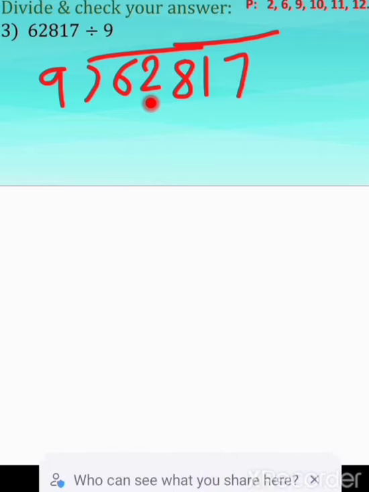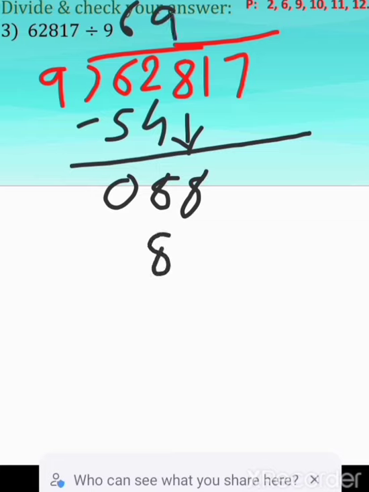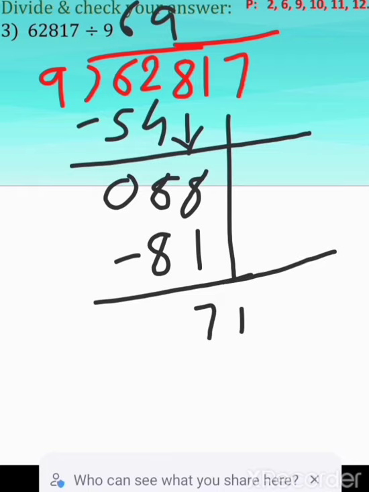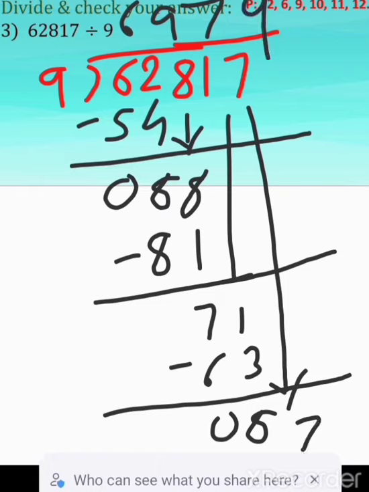9 8s are 72, more than 62. 9 7s are 63, also more than 62. So 9 6s are 54. After subtraction, I'm going to get 12 minus 4 is 8, 5 minus 5 is 0. Copy 8 down. I'll go for 9 9s are 81. 7 down, 1 copy from up. Now 9 sevens are 63. Subtraction, 11 minus 3 will be 8, 0. Again 7 from up, it will be 87, that is 9 9s are 81. My remainder will be 6.